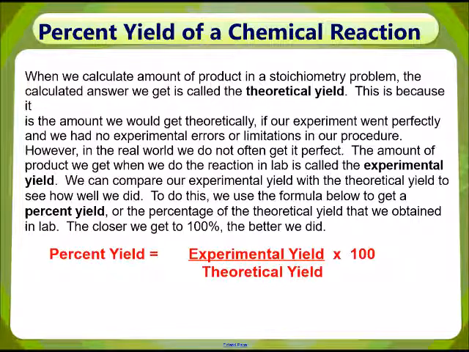To do this, we use the formula below to get a percent yield, or the percentage of the theoretical yield that we obtained in lab. The closer we get to 100%, the better we did. Now, percent yield equals the experimental yield. That means what we actually did in lab, and it's divided by the theoretical yield, or what the perfect scenario would have been. And we multiply that times 100.